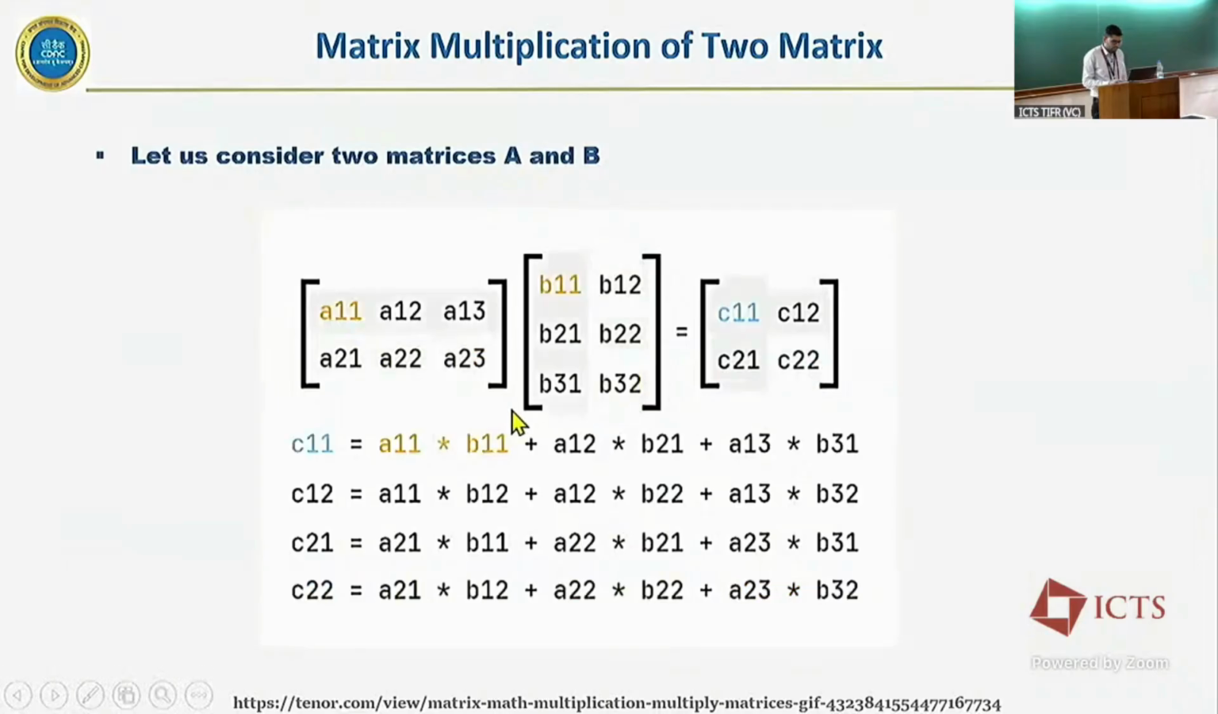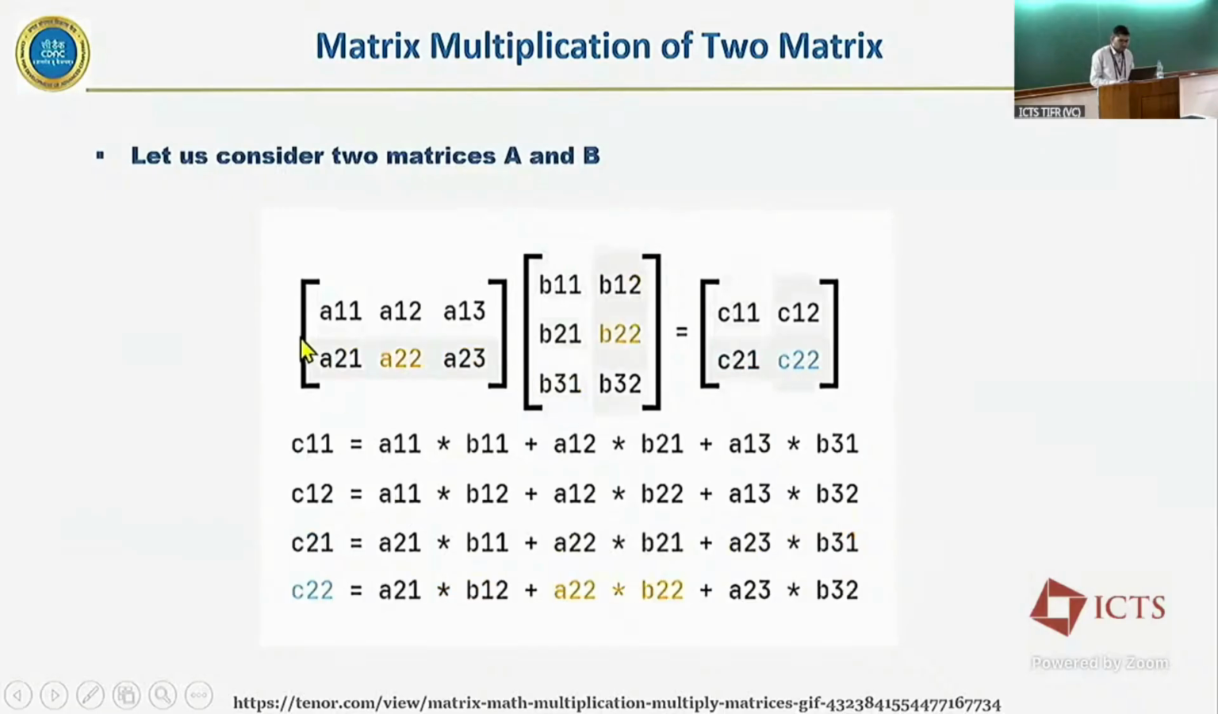Each element calculation is an independent task. Suppose we have to calculate C11. We take the first row and the first column, then second row, second column, likewise. So A11 into B11, plus A12 into B21, plus A13 into B31. So we have done the first row with the first column, and that result will be stored in C11. Then C12, the next one.